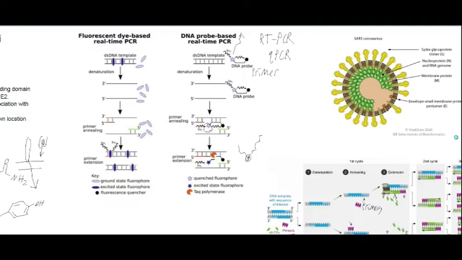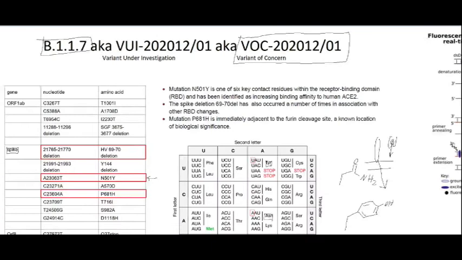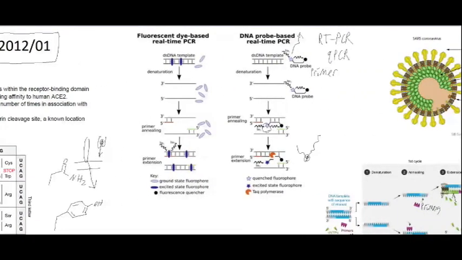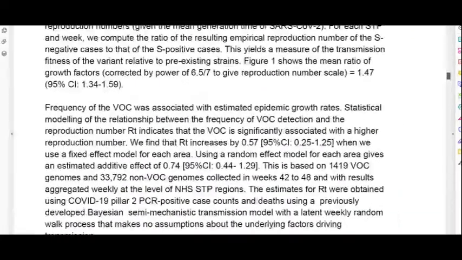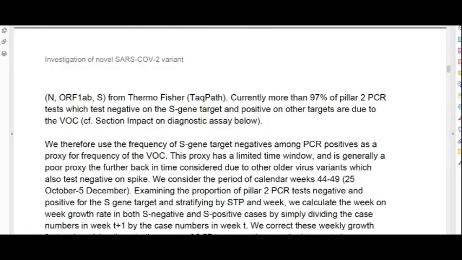So there's this other fluorescent dye based method where it's a free fluorescent dye, and that just sort of intercalates. But the one that they were using for this was, I forget exactly what it was called. I think it was a Thermo Fisher kit that they were using, though. We can probably look that up on here. Yeah, Thermo Fisher. It was called TaqPath. That is what they were using.